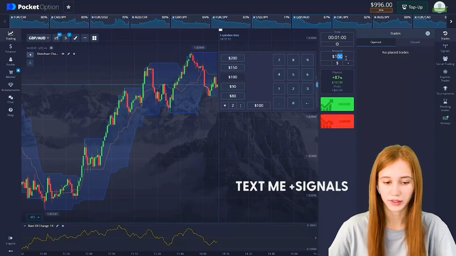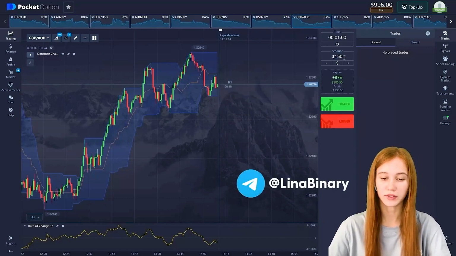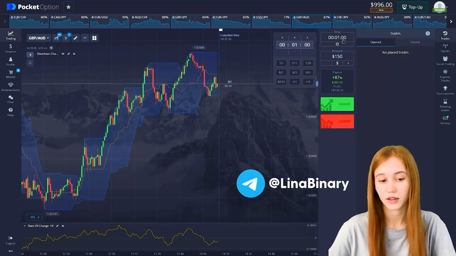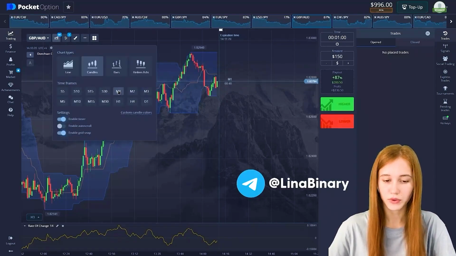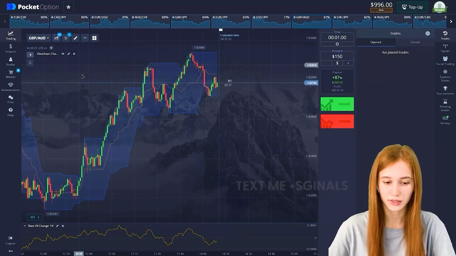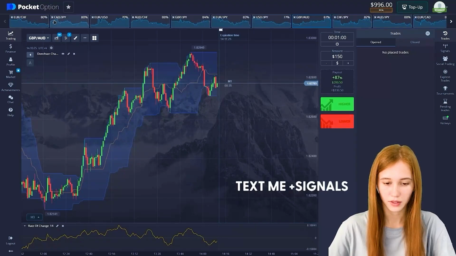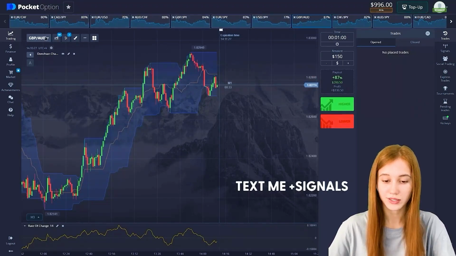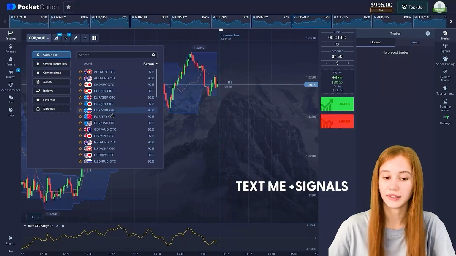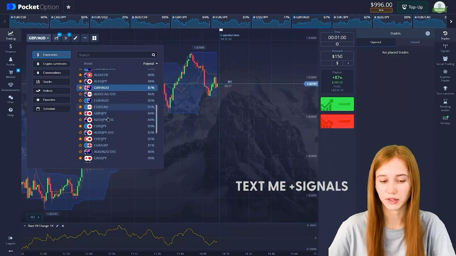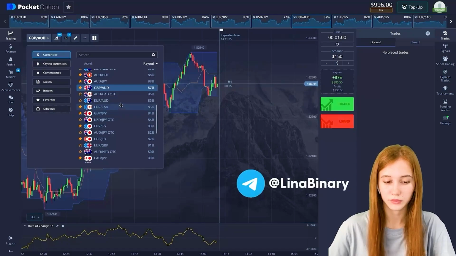Let's start by allocating a trading amount of $150. We'll have a minute deal, as you can see. And I'll also show you the settings. Today we'll also trade on the currency pairs that you see above. You can choose them by clicking here and select the currency pairs that suit you.